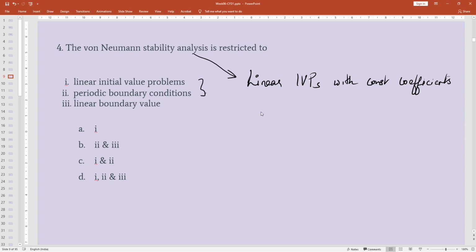When the boundary condition becomes complex, this von Neumann stability analysis has to be modified to study the stability. So our options 1 and 2 match the criteria for von Neumann stability analysis. So answer is option C, 1 and 2.